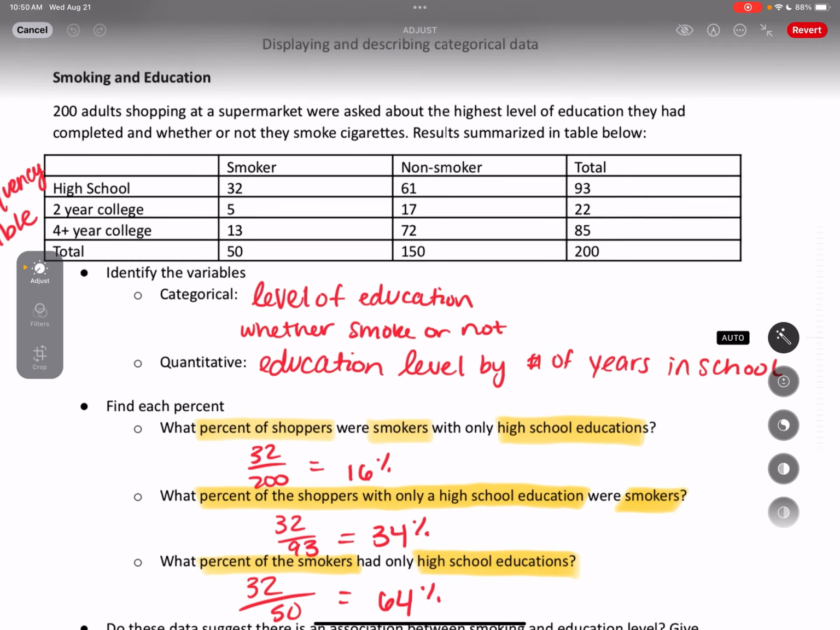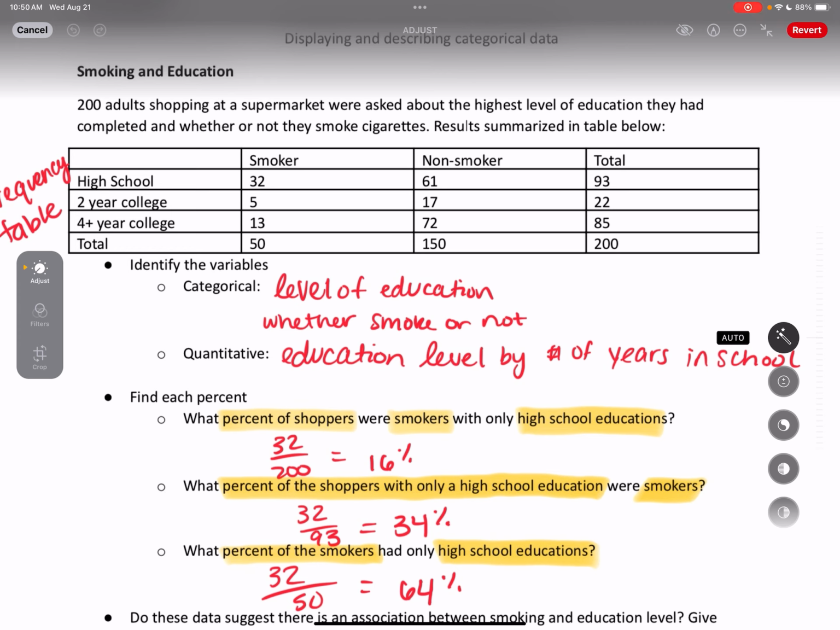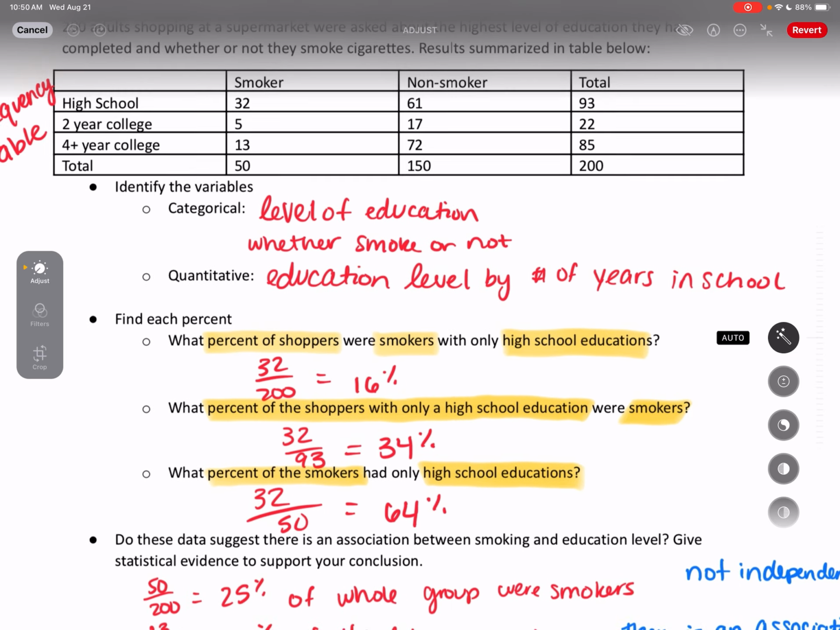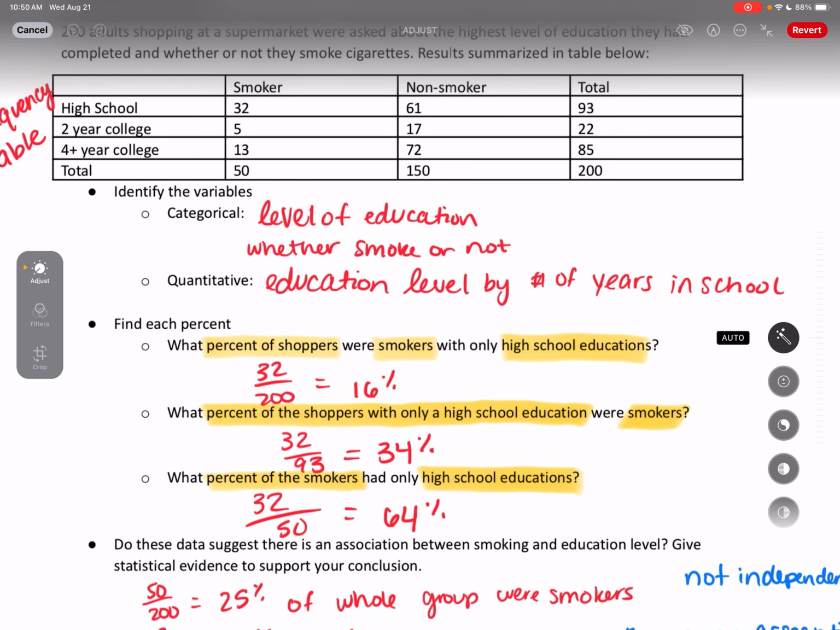All right, so this just gave us the counts, but for us to do the segmented bar chart, I need to have it in percentages. And so I need to figure out basically the conditional distributions is what we're going to find. So we've already done the one for high school smoker. When we did this one, the percent of smokers that had a high school education, that was 64%.